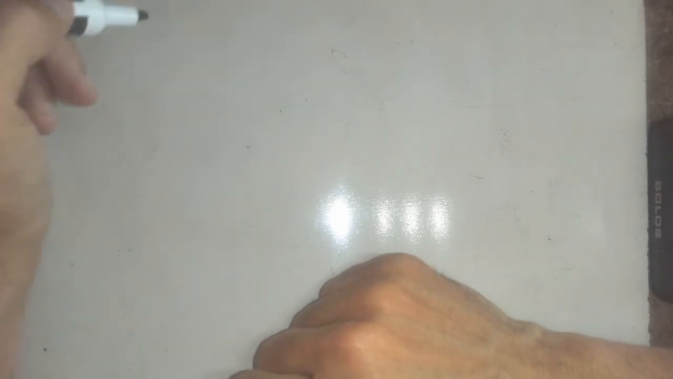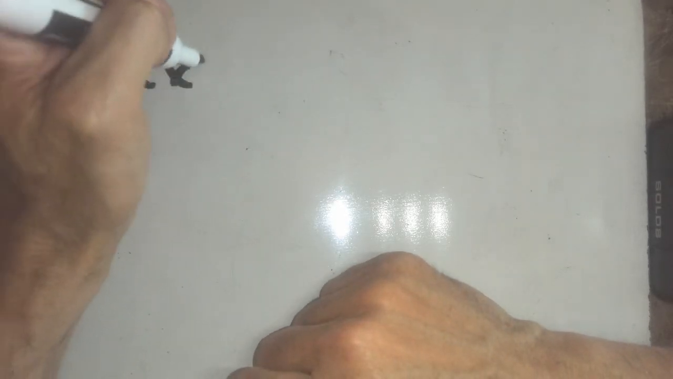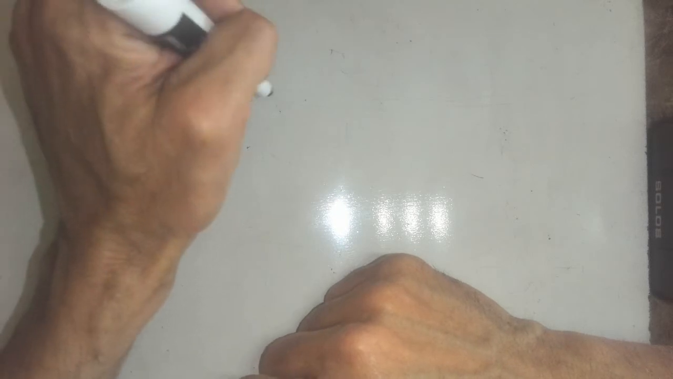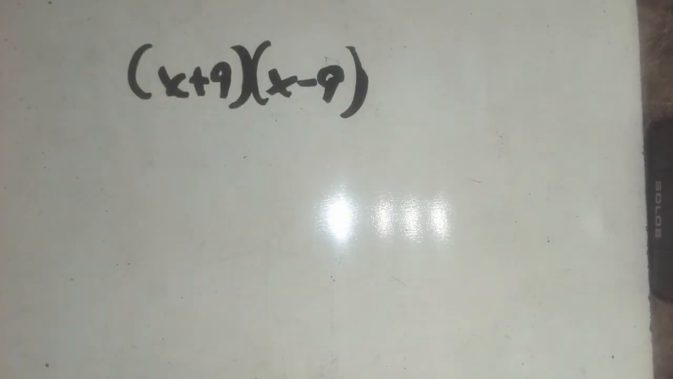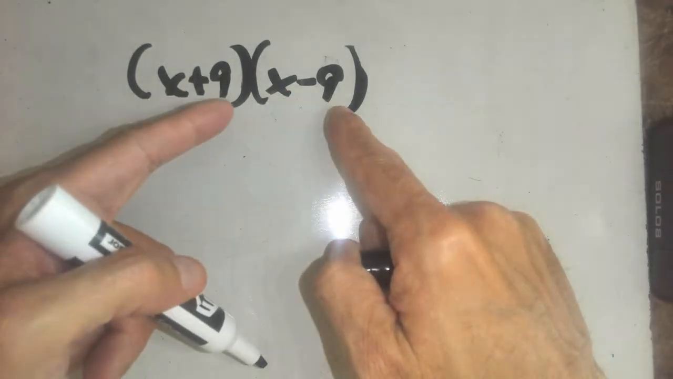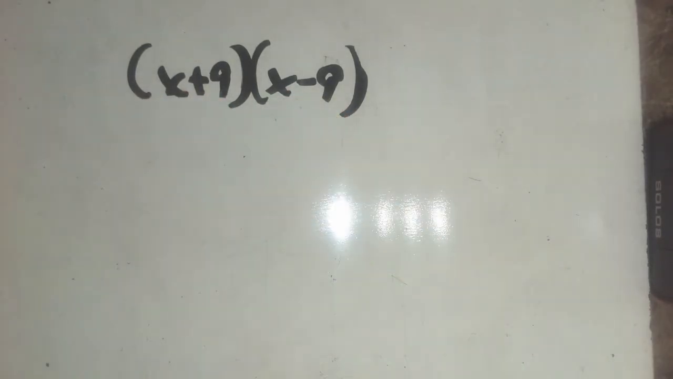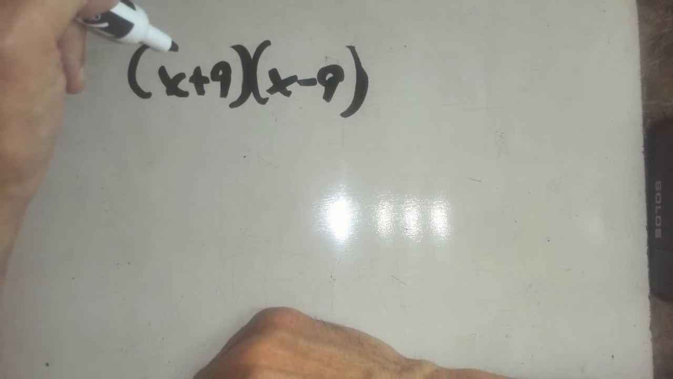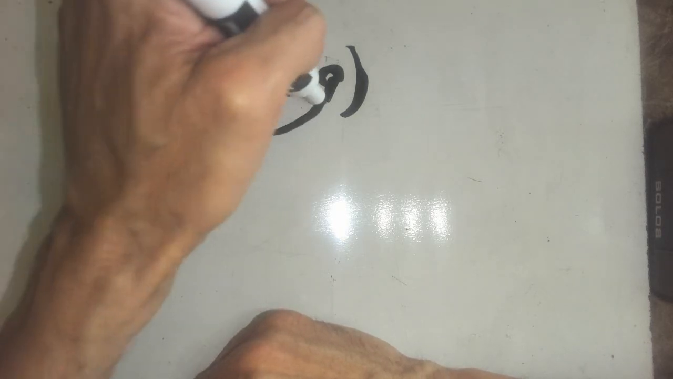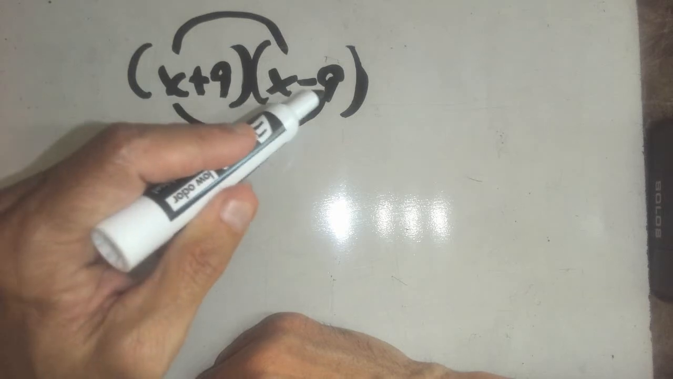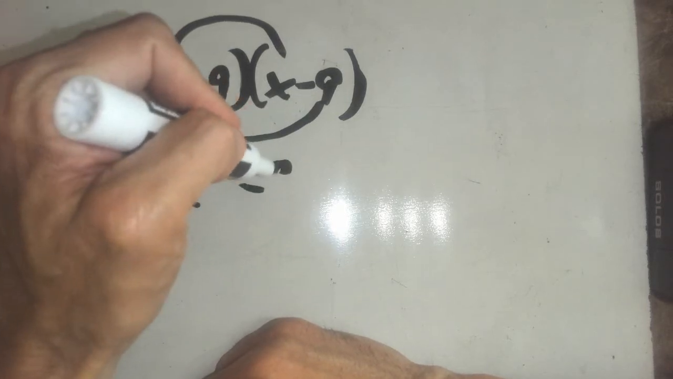All right, let's try a special type. Let's try x plus 9 times x minus 9. Notice anything special here? Of course you do, right? Same thing, but opposite signs. And when we FOIL this, here's what happens. We're going to get x squared minus 9x. You got to really watch your signs. Negative 9 times x is minus 9x.